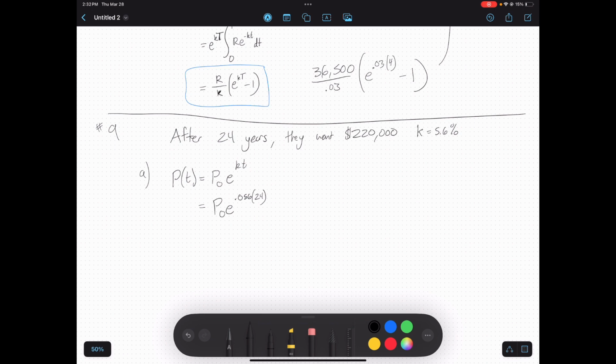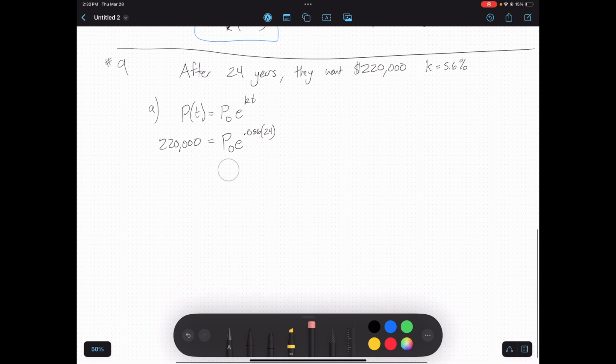So I'm going to keep that as P naught. But I know what I want it to end up as. I know what my future value is going to be, $220,000. Well, it turns out I can just solve for P naught easily enough by just taking 220,000 and dividing by e to the 0.056 times 24, which of course I can just plug into my calculator. And I'm left with, this will give me $57,376.08.